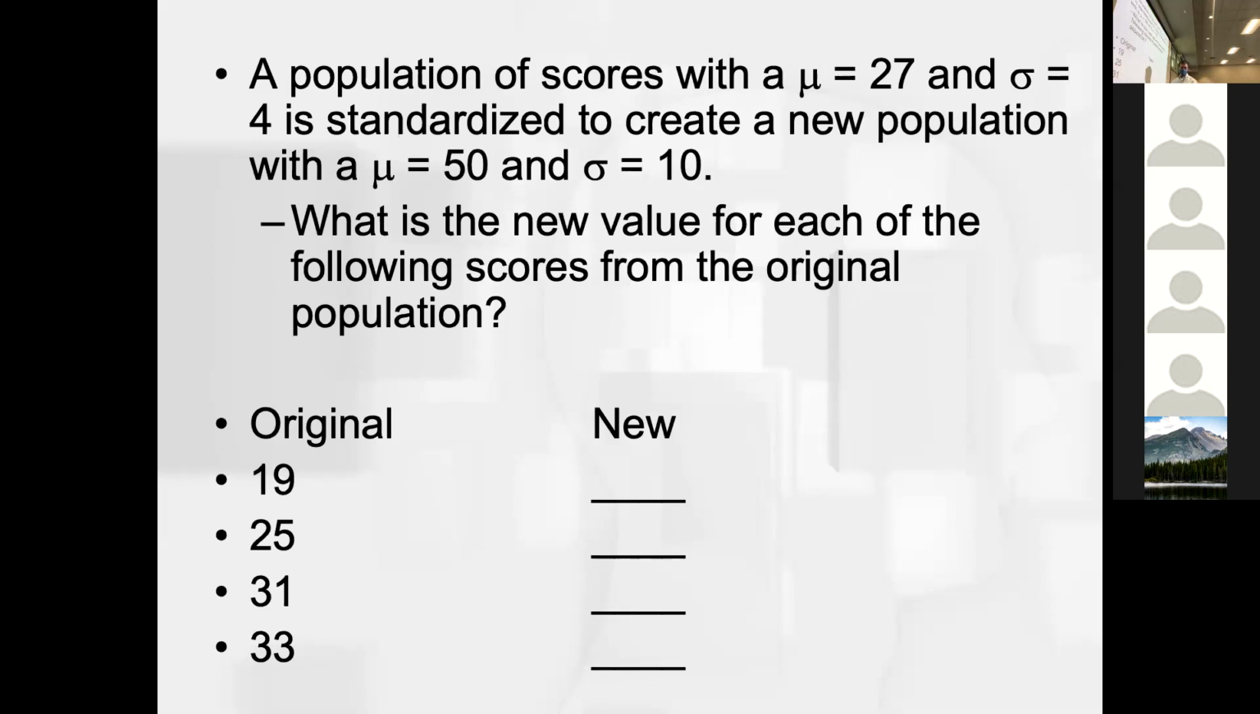All right. So let's say you've got a population with scores that have a mean of 27 and a standard deviation of 4. So that's what you have over here. You have your mean 27, your standard deviation of 4. And from that, you want to create a new population from those scores that have a mean of 50 and a standard deviation of 10. So based off of that, what are we going to do to get these new scores?